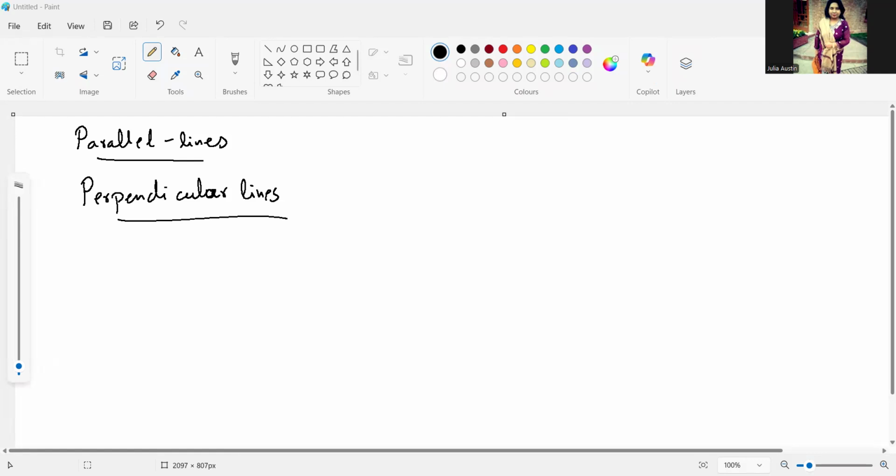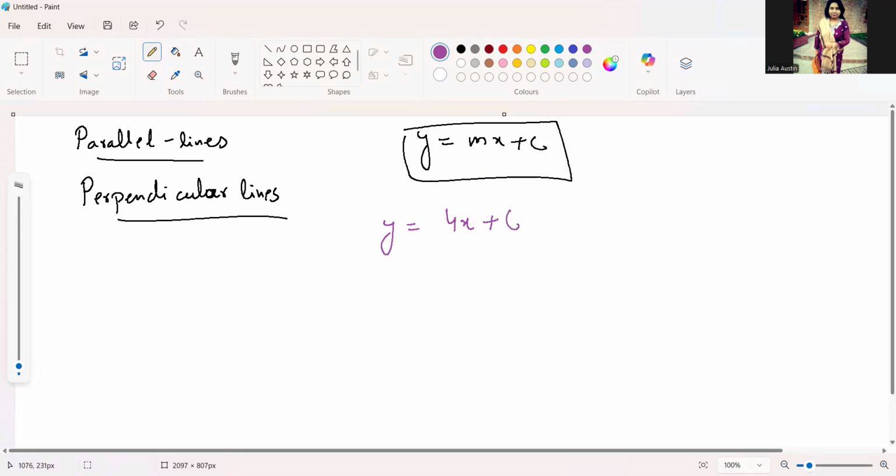Today we will learn, if two lines are given, how to find if those lines are parallel or perpendicular. For example, y = mx + c is the general equation of a line. So I have two lines. Let's say y = 4x + 6, and I have another line y = 4x + 2.